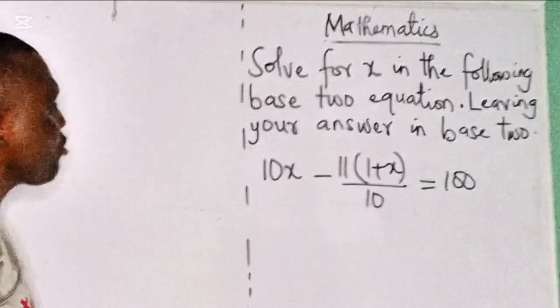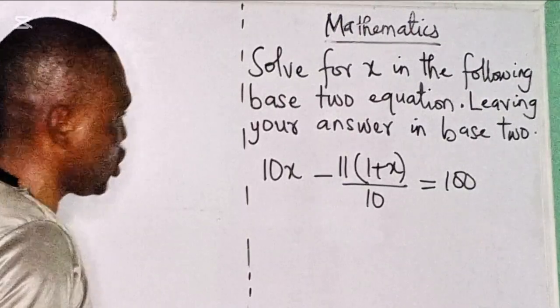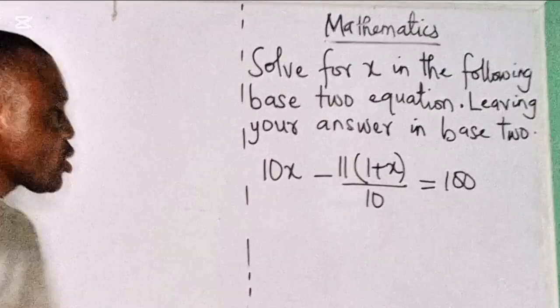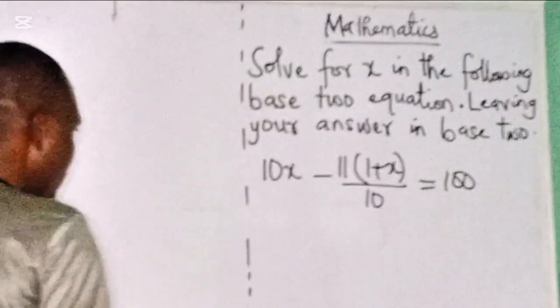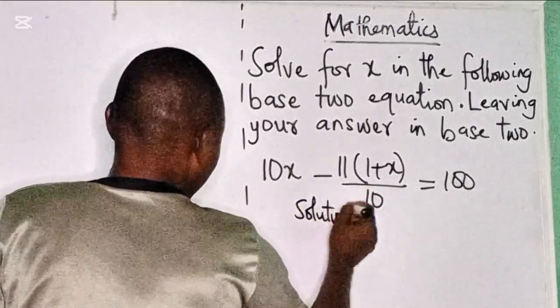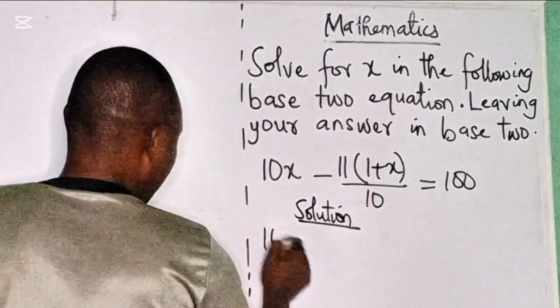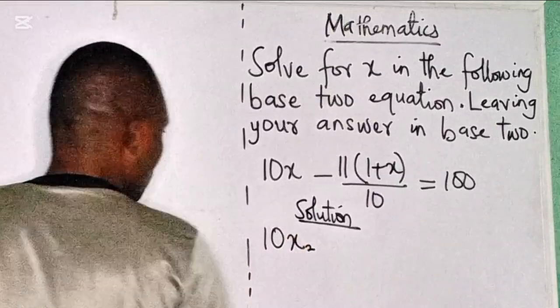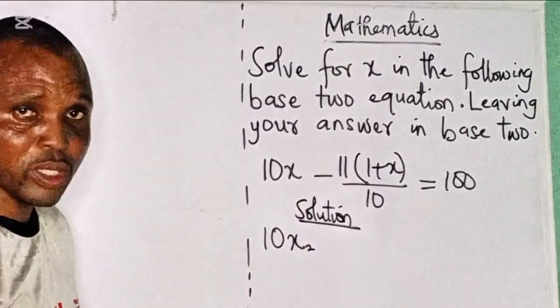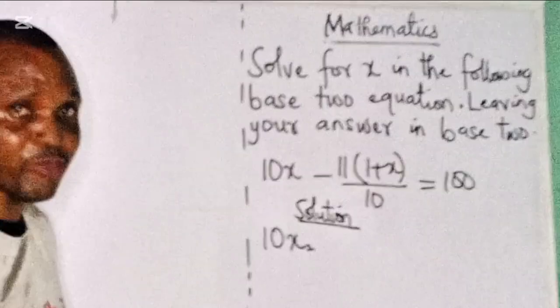The question says solve for x in the following base 2 equation, leaving your answer in base 2. Now, how do we solve this question? Let us go. Alright, so this is in base 2, so let us convert to base 10. Remember, we are meant to convert all this into base 10 before we can get the value of our x.